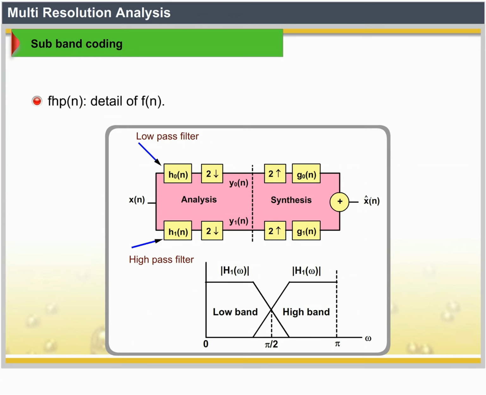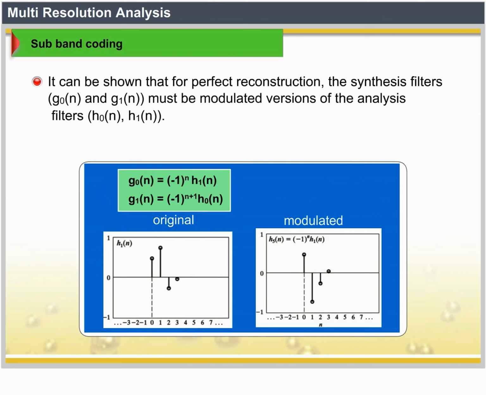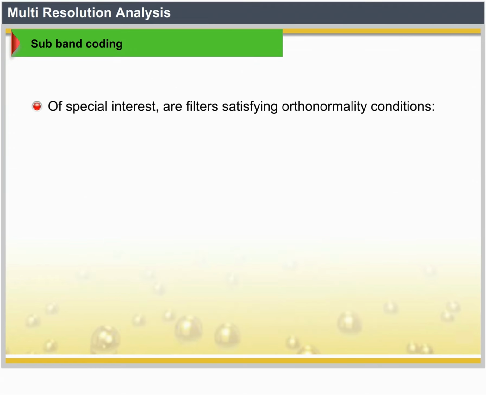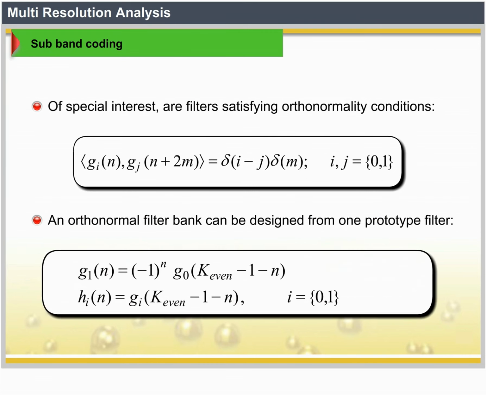It can be shown that for perfect reconstruction, the synthesis filters g0(n) and g1(n) must be modulated versions of the analysis filters h0(n), h1(n). Of special interest are filters satisfying orthonormality conditions, as shown. An orthonormal filter bank can be designed from one prototype filter as shown.